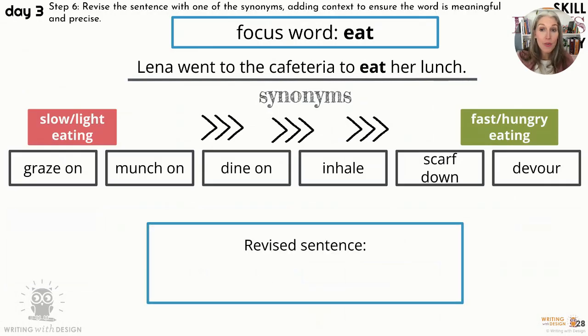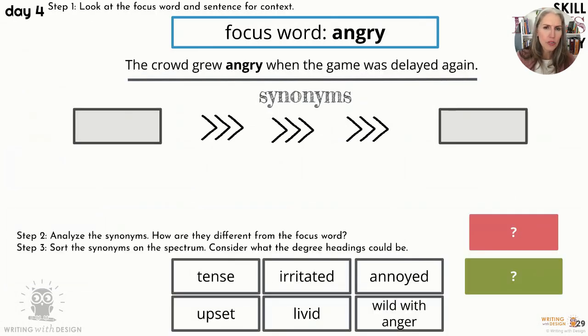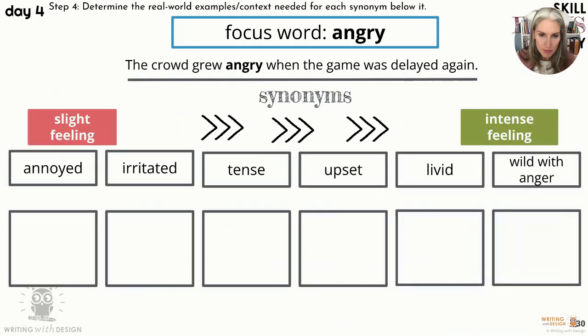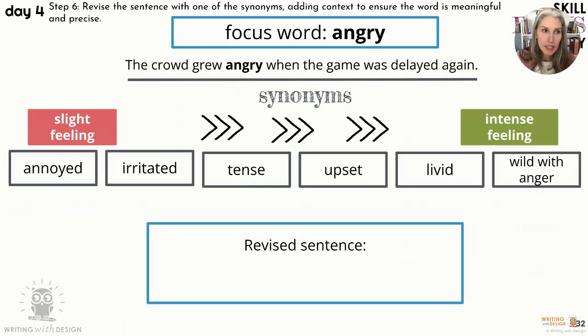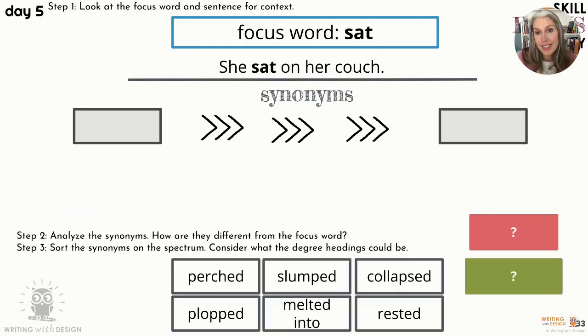And then day 4 is angry. The crowd grew angry when the game was delayed again. So we've got some intensity here of how the crowd grew in that feeling of anger. And then lastly, on day 5, she sat on her couch.